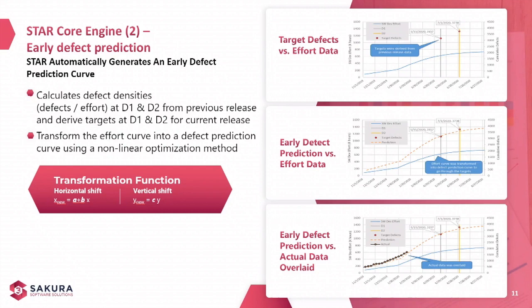That's what we call transformation function, which has 2 components, horizontal shift and the vertical shift. And equations are given there, relatively simple. So we have to use numerical analysis to find the optimum curve to go through those 2 dots, as close as possible to those two dots. That's what we did. And the bottom chart, if we add actual data, you can see the validity of the curve.